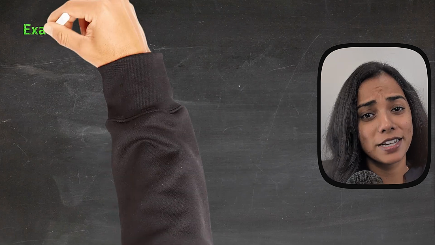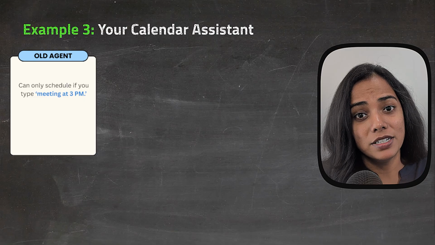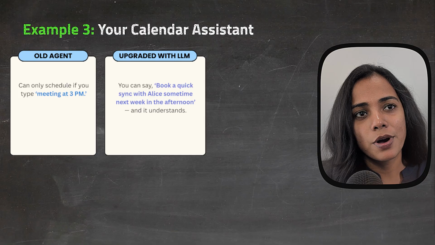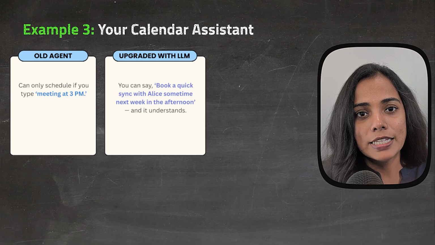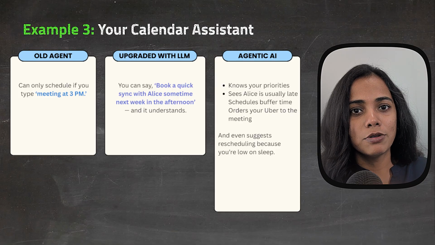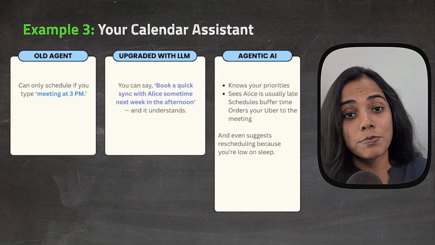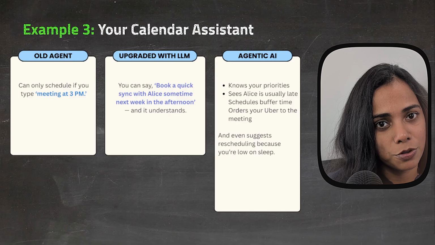Similarly, if you think about a calendar assistant, previously you'd need to go and set up the meeting for, let's say, 3 p.m. with someone. Now, if you just say, oh, I would like to meet this person sometime next week in the afternoon, this agentic AI has the ability to understand what your typical preferred time is, what the other person's preferred time is, and it will suggest a few time slots that it believes work for the both of you.